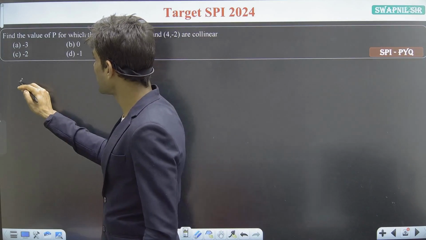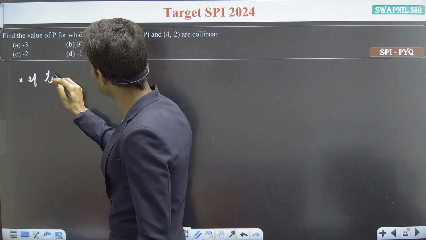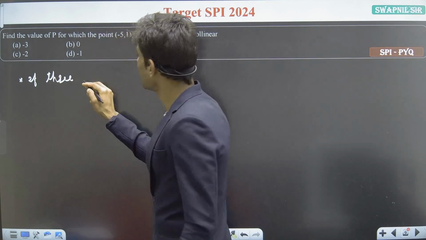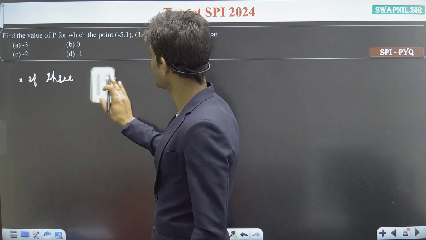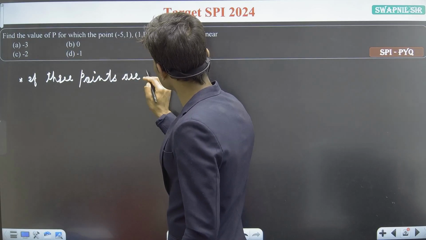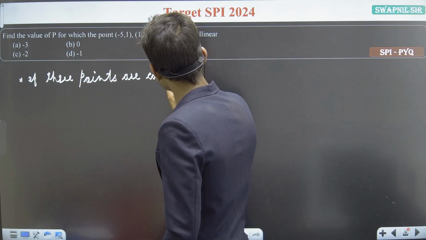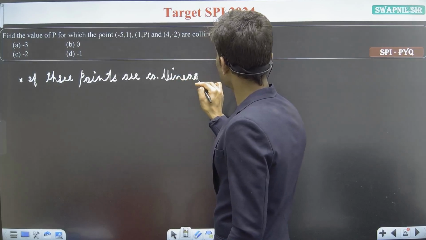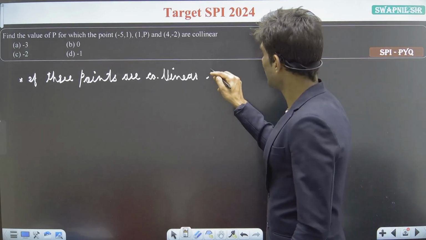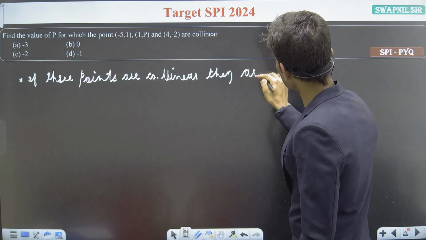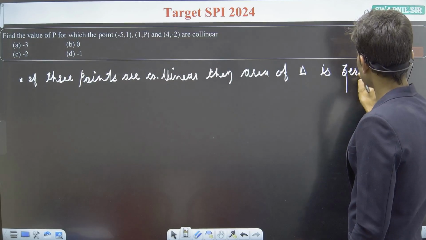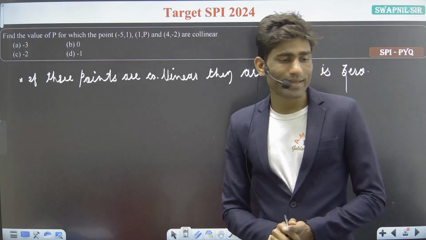Now let me write the definition, the main point here. If 3 points are collinear, then the area of the triangle is 0. Then we write that the area of a triangle always goes to 0.